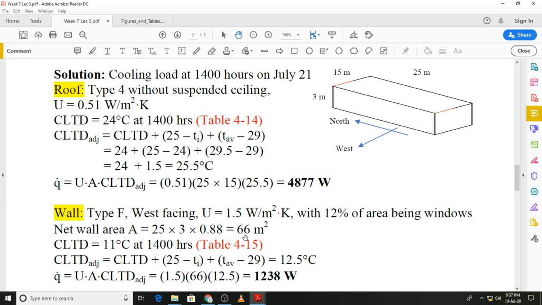Once we have got that value, again we will find out CLTD adjusted and then calculate the heat gain for the wall. So I will move on to table 4-15 and verify that the value that we have shown over here, 11 degrees C, is indeed the value that will be obtained from the table.